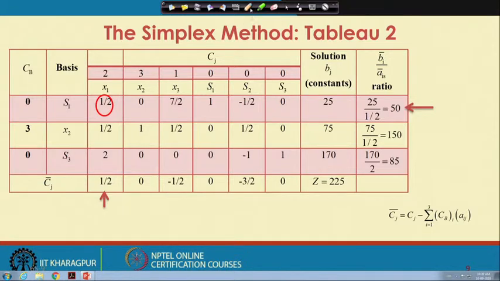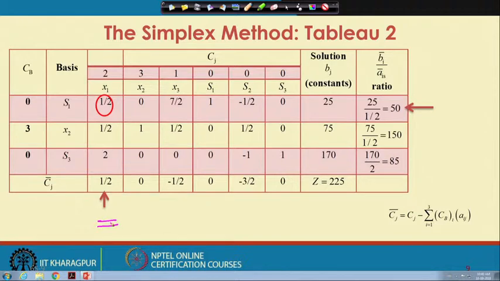Now, you see that the most positive Cj bar is half, which corresponds to non-basic variable x1. So, x1 will enter the basis. So, which basic variable will leave? For that we compute the ratio Bi bar divided by Ais bar.